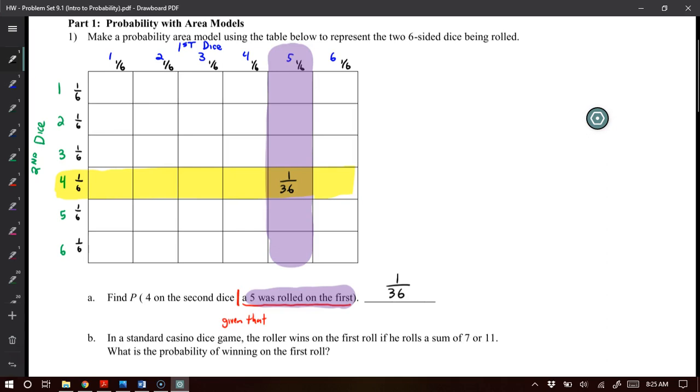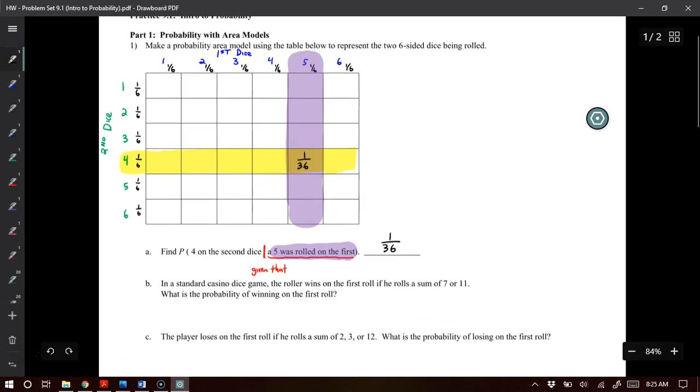That's the first part. You're looking at, given that 5 is rolled, you see that purple column. What's the probability of 4? That's that yellow row. You're looking for the intersection of those. So that's part A. Now, if I look at part B, and part B will help you with part C. So I'm going to do part B, in which I'm going to have to erase these. So you could pause if you want to go back and take a look at those on it.